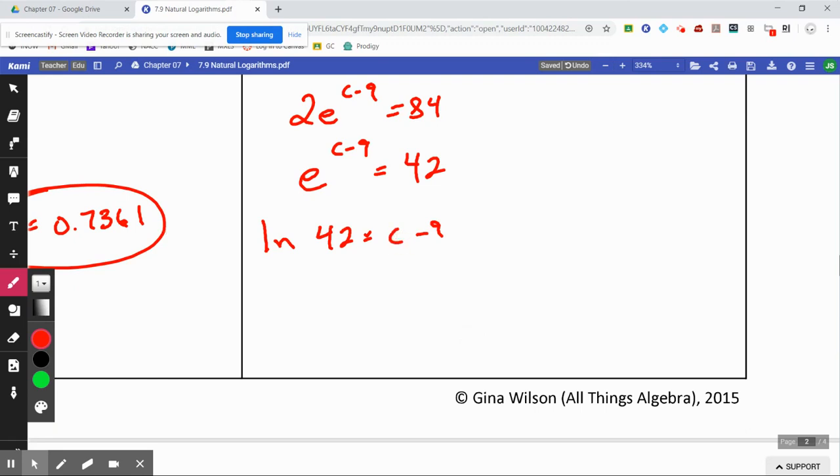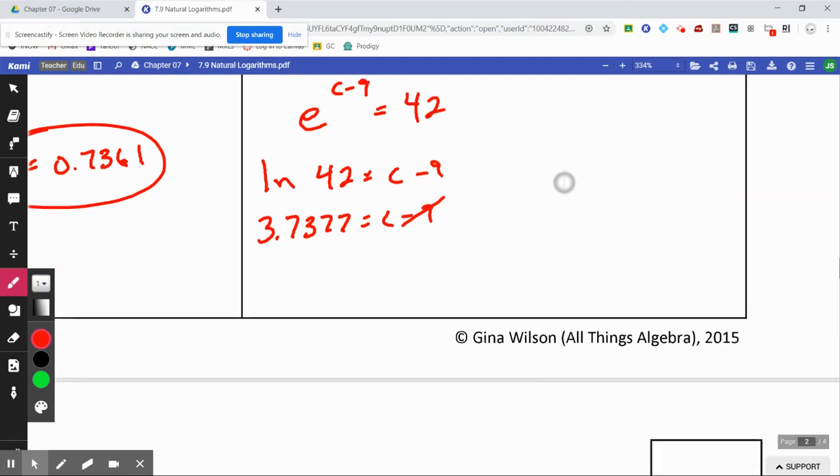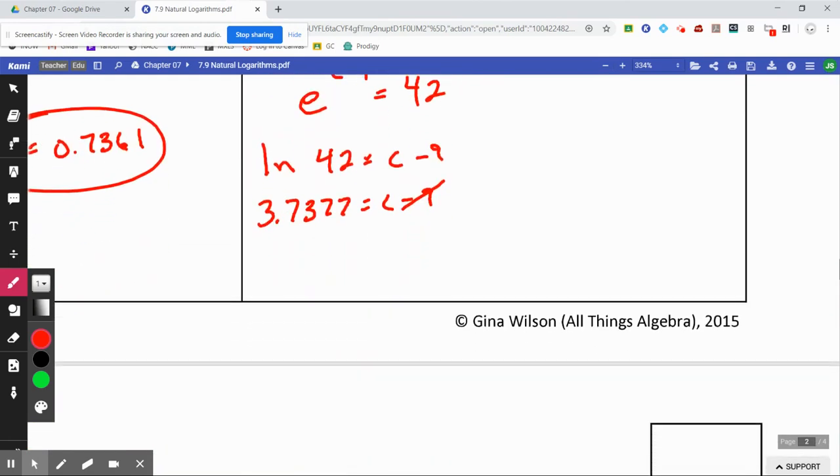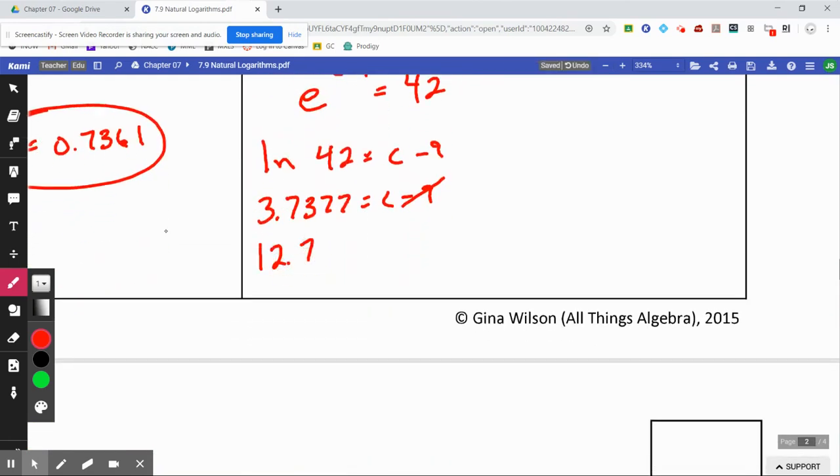The natural log of 42 is going to be about 3.7377 is equal to c minus 9. To get rid of the minus 9, we're going to add, and that would give you 12.7377 is equal to c.